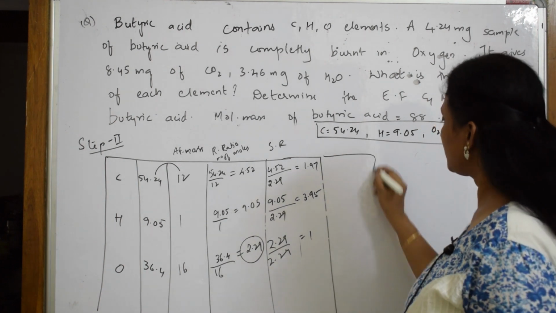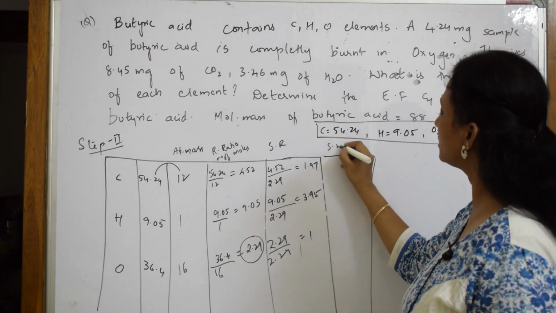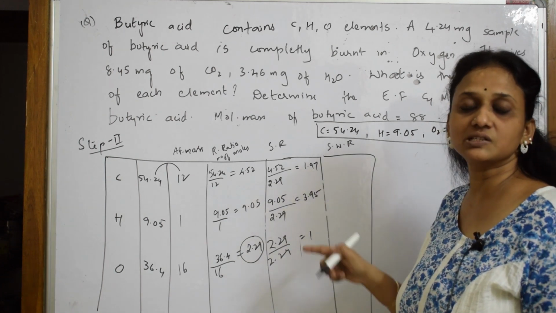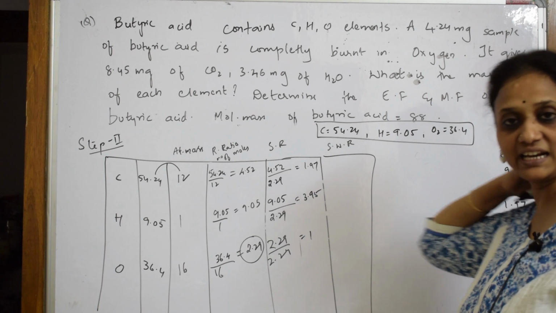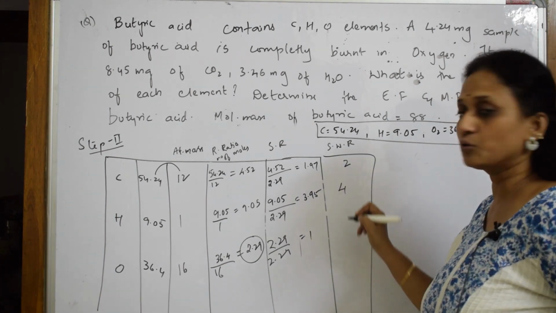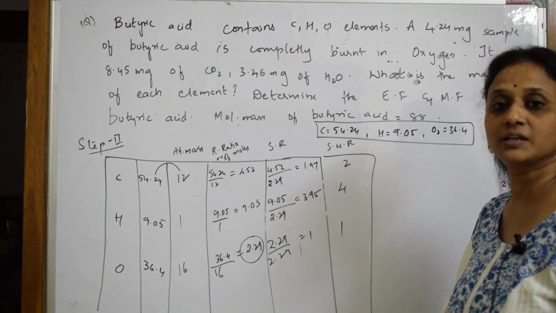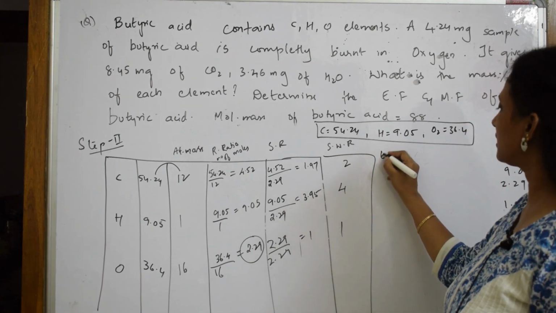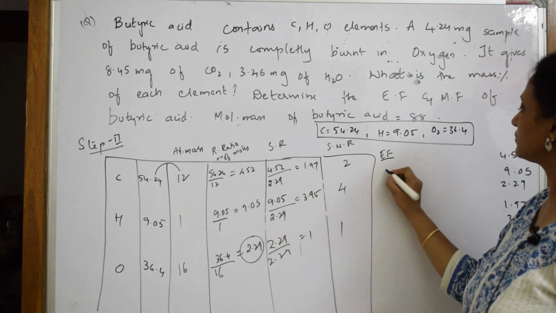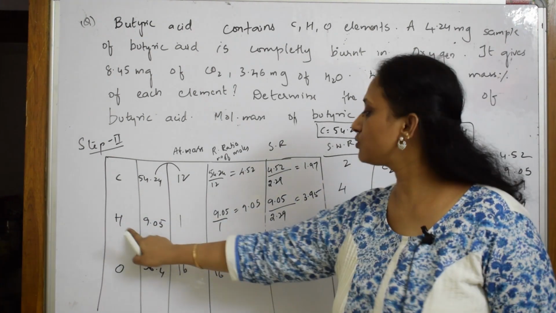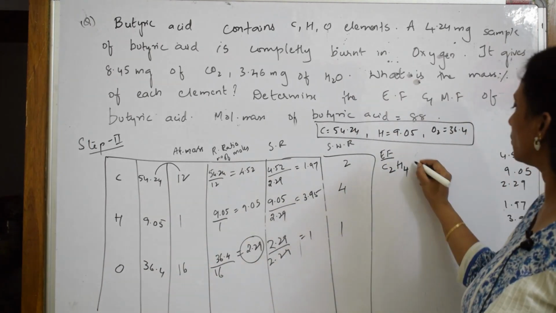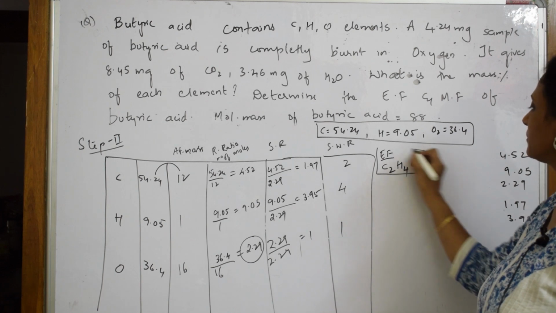Now finally, I need to write the simplest whole number ratio. Here all are in decimals; I need to make them whole numbers. So 1.97 I can write as 2, 3.95 as 4, and 1 is like that. Now I can make the empirical formula. Carbon is 2, C2. Hydrogen is 4, H4. Oxygen is only 1, O. This is over.